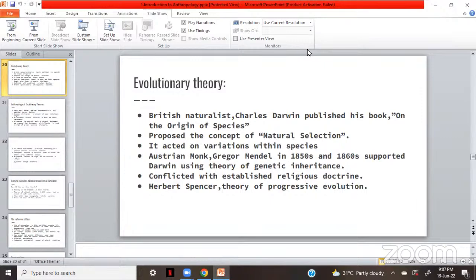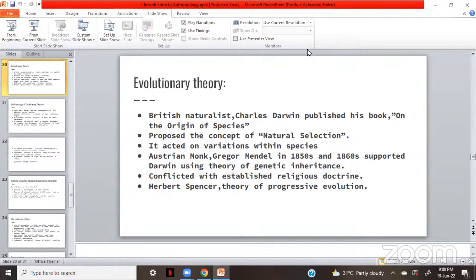Then we move forward to the English social philosopher Herbert Spencer, who gave the theory of progressive evolution. What was that theory? He studied human societies in the middle 1800s and likened them to biological organisms. Just as Darwin's theory applied to all organisms, Spencer compared societies to biological organisms, each of which adapted to survive or else perish. So basically, for societies to survive, they need to evolve.